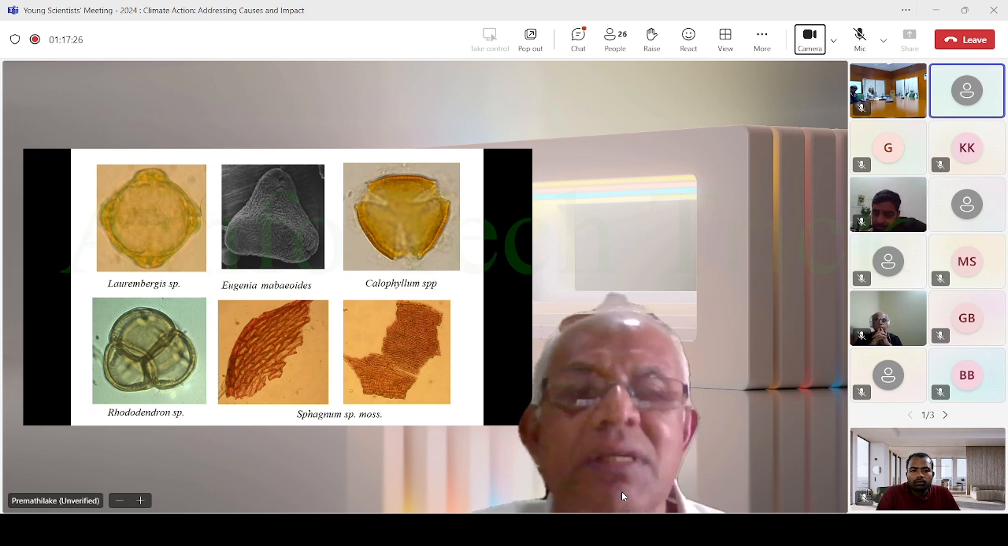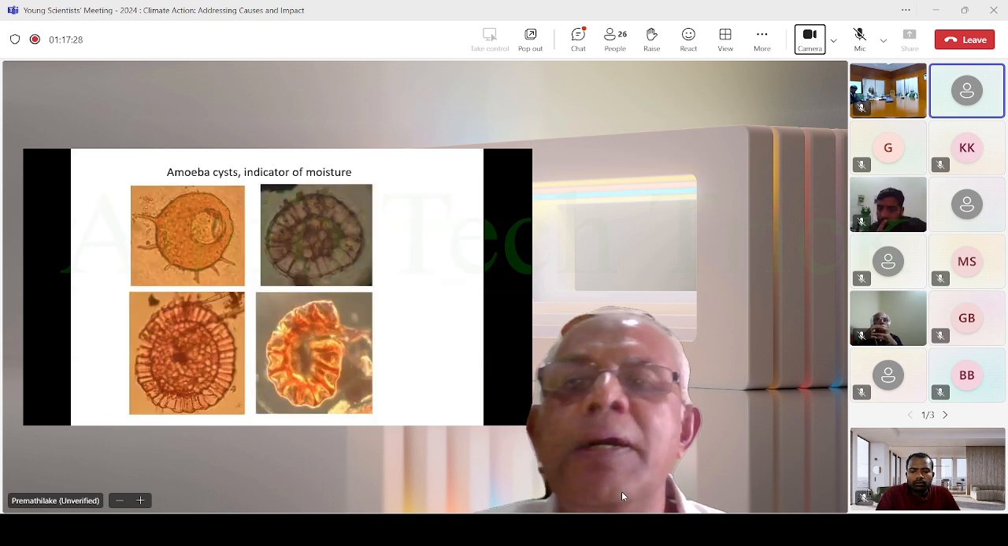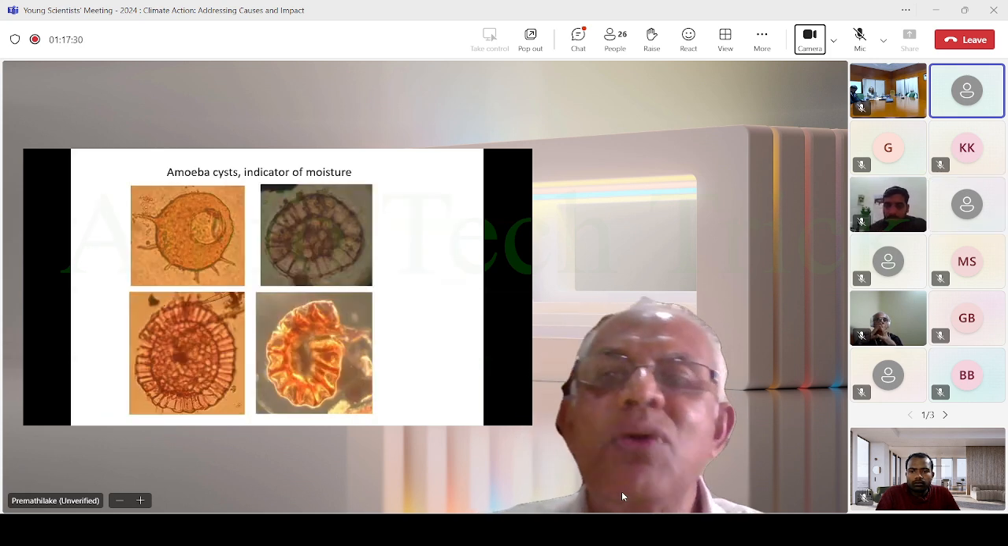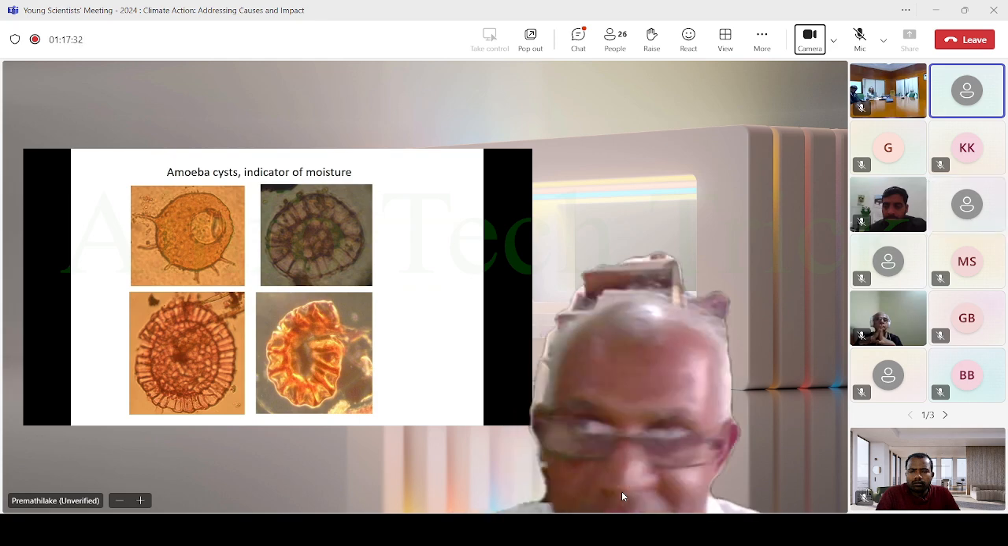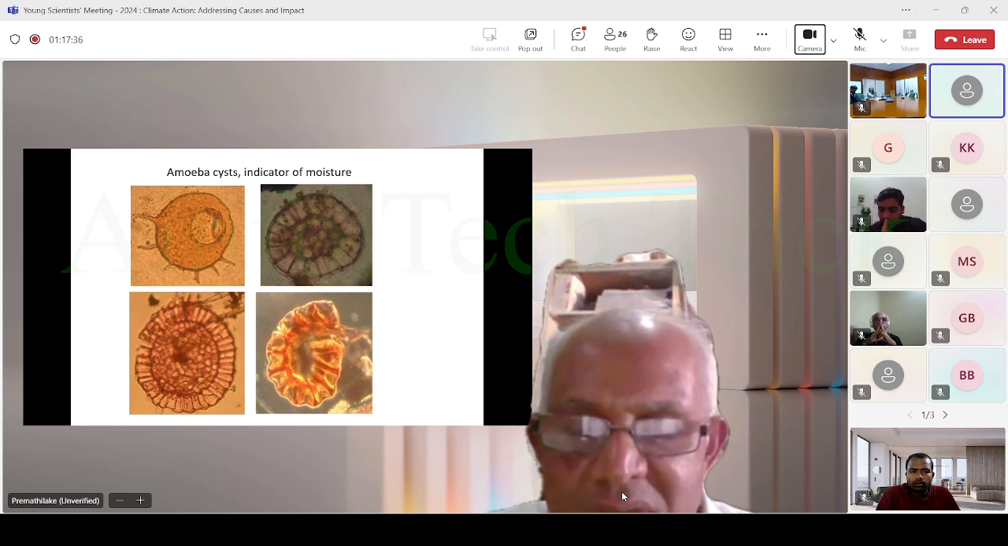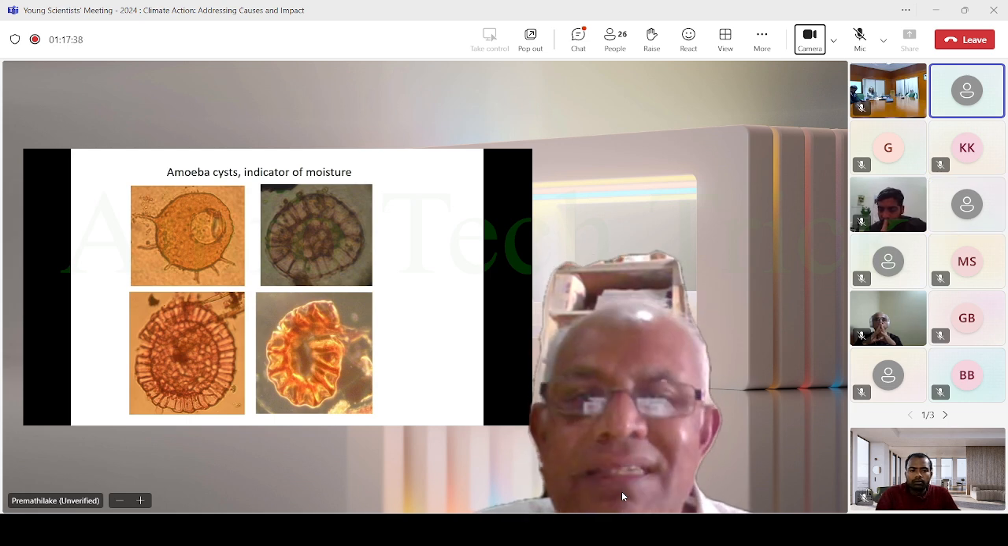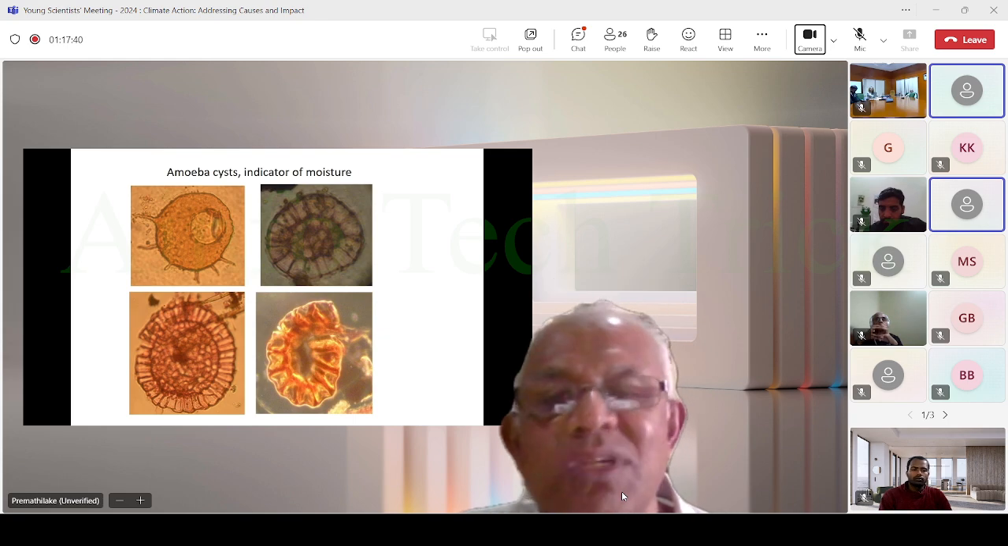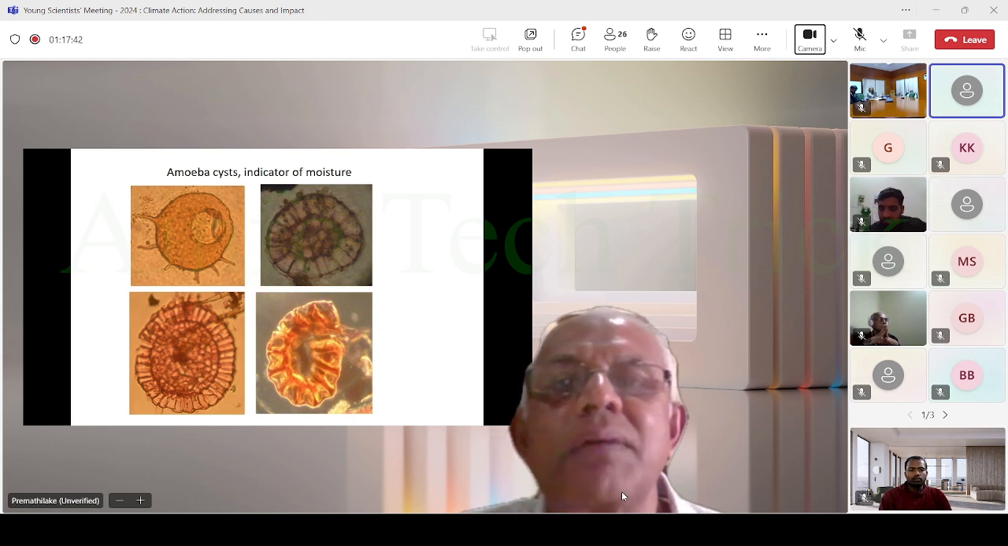This sphagnum moss pollen. And of course, another important thing is amoeboid cyst. These sediments, peat sediment and some other types of sediment that we found there, contain a lot of amoeboid cyst, which is a good indicator of the moisture changes. So we use it as a proxy there.